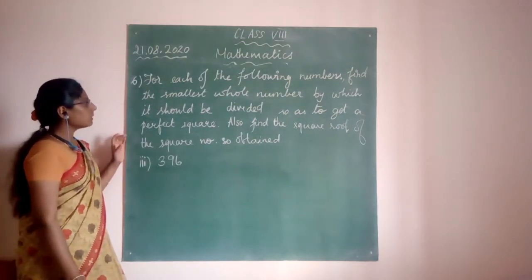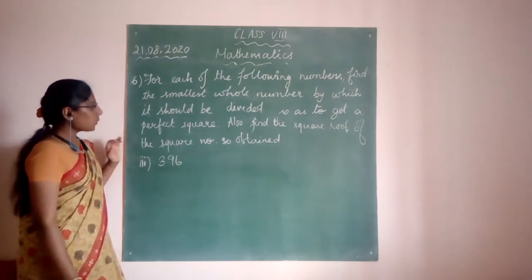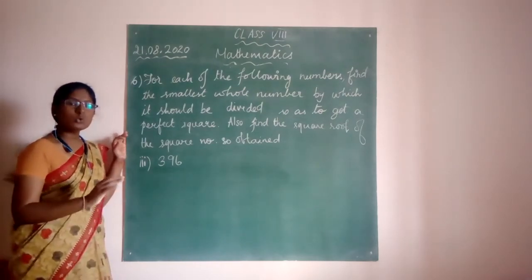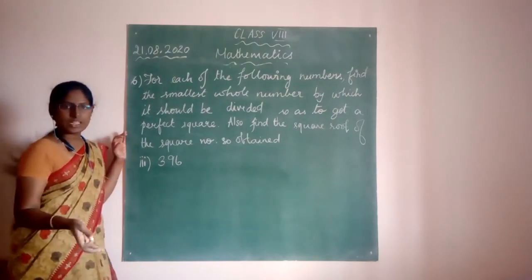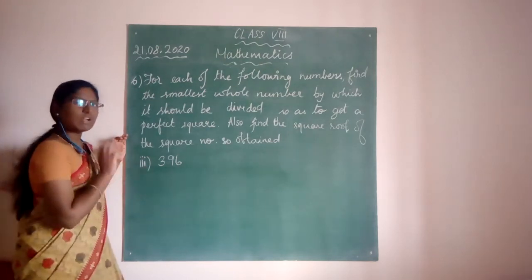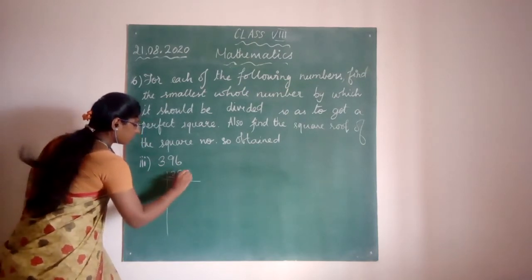For each of the following numbers, find the smallest number by which it should be divided so as to get a perfect square. In the previous sum we saw how to multiply and find the perfect square. Here we have to divide and find the perfect square. It is very easy. First we have to find prime factorization. Start with 3.